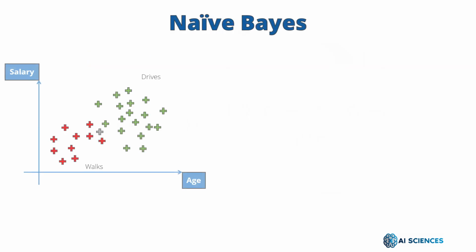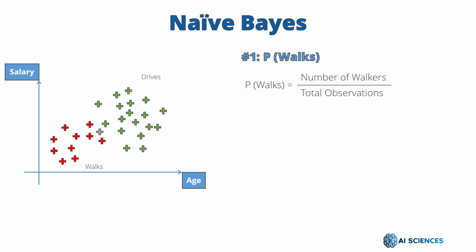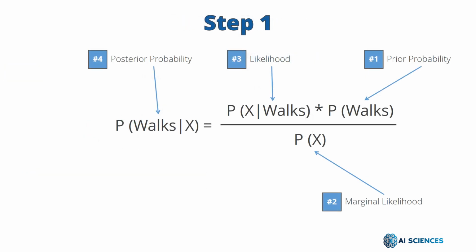So this is our graph, and we are going to find the probability of a person walking. This one is very easy. Here we have the information about 30 employees. So the probability of a person who walks to the office is equal to the number of walkers divided by total observations. That is 10 by 30 according to this example. So we completed the calculation of the prior probability.